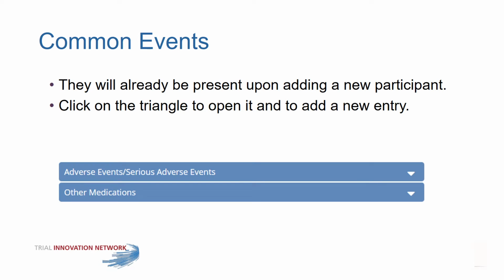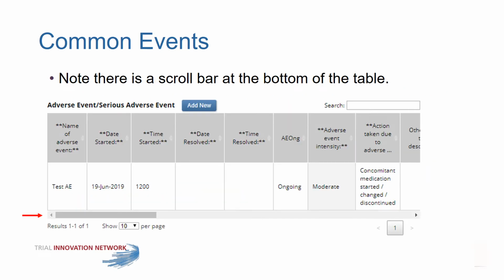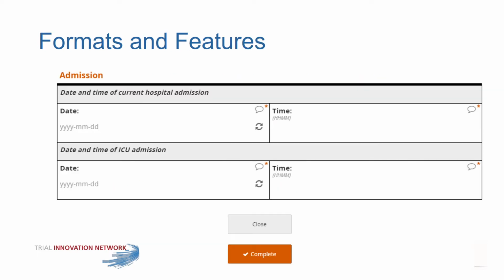There may also be common events in your study. They will already be present upon adding a new participant. They are at the bottom. Click on the triangle to open it and to add a new entry. Note there is a scroll bar at the bottom of the table.